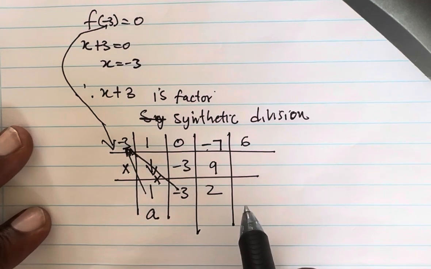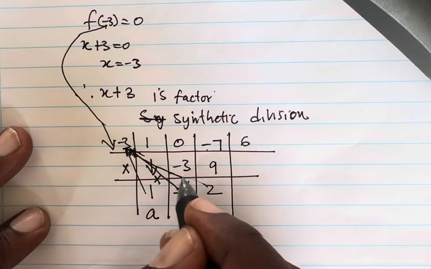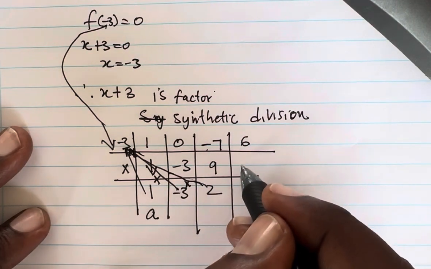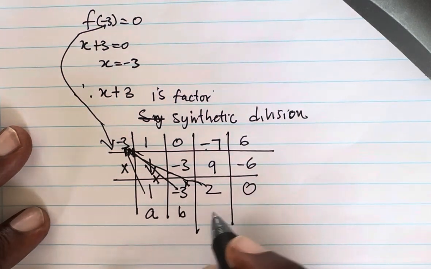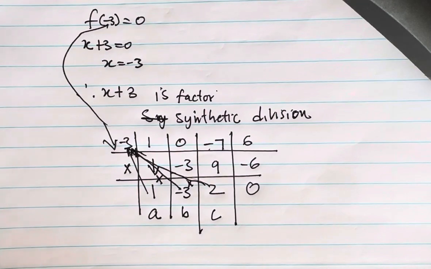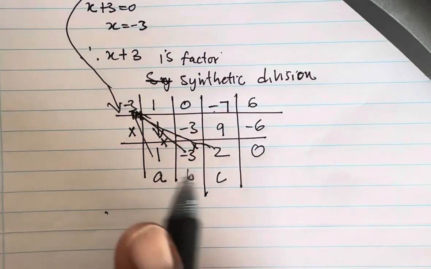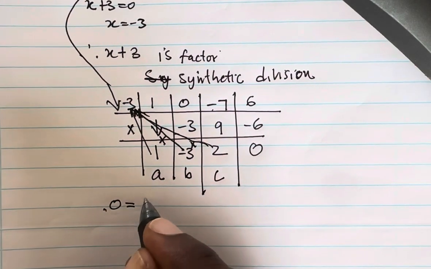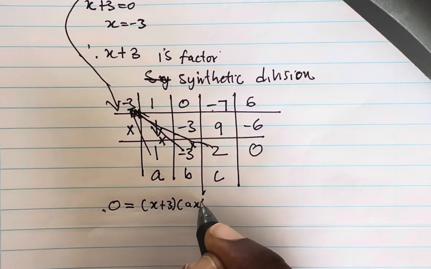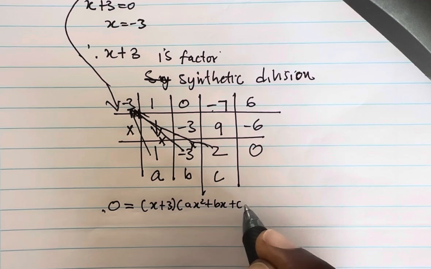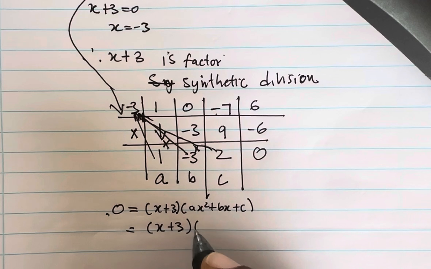2 multiplied by -3. We go back outside again, we multiply again, and we're going to have -6. +6 and -6 will be 0. So we have the value of a, the value of b, the value of c. We're going to have 0 is equal to x plus 3 into ax squared plus bx plus c.